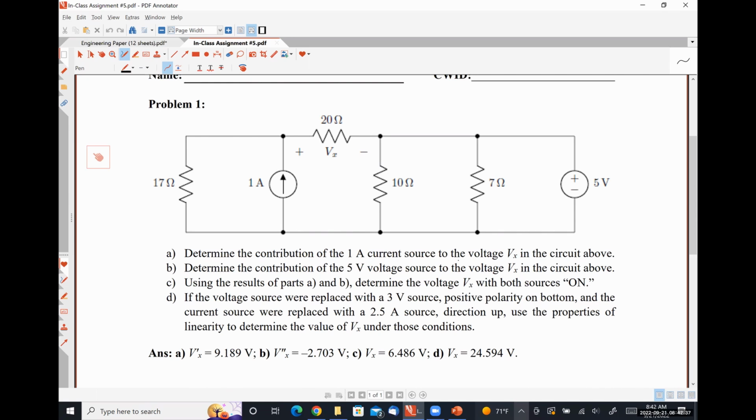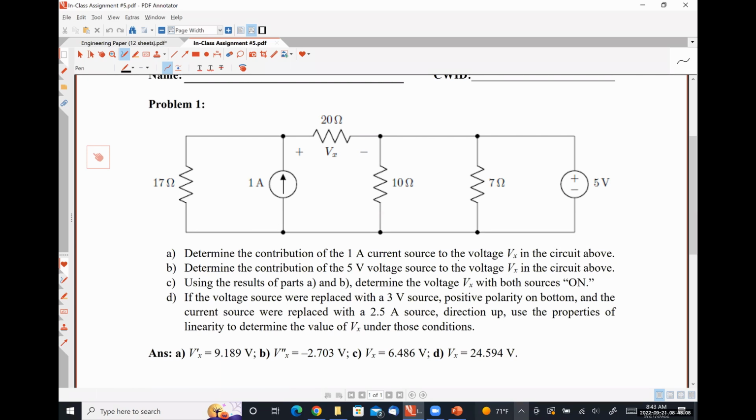When I say something like determine the contribution of the 1 amp current source to the voltage Vx, that means I want the 1 amp current source on by itself. The 5 volt source should be turned off. So I expect you to be able to do this analysis, and with the 1 amp source on, that should be current division. 1 amp source on, 5-volt source off, you can do that with current division.